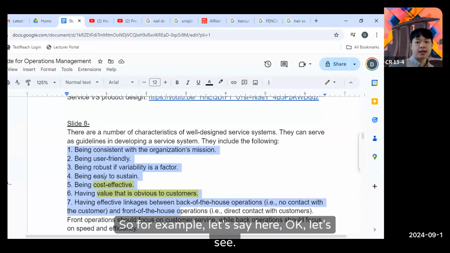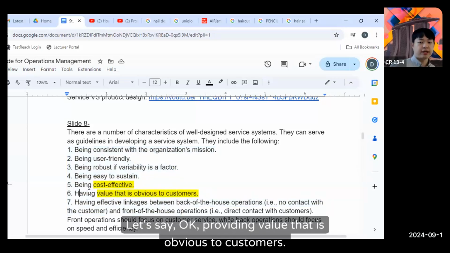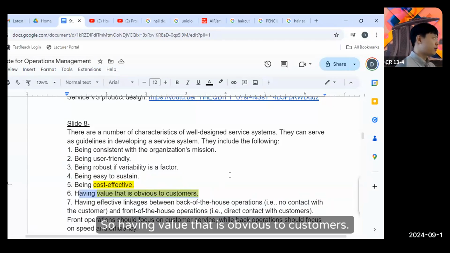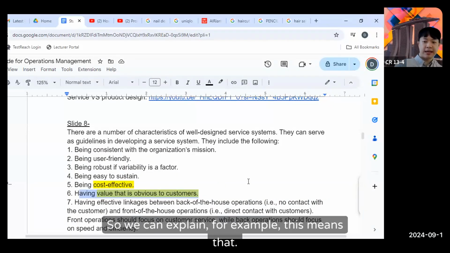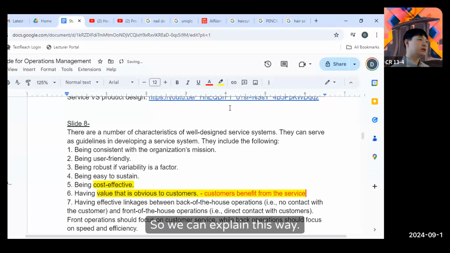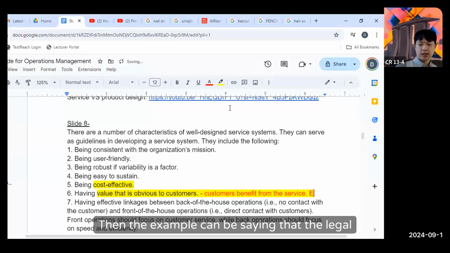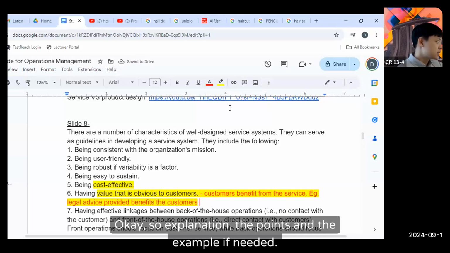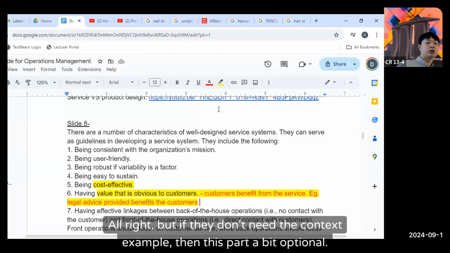So for example, let's say here, providing value that is obvious to customers. You can choose a few, right? You don't need to remember all 7. So, having value that is obvious to customers. We can explain, for example, that this means the customers will benefit from the service. Then the example can be that the legal advice provided benefits the customer. So: the explanation, the points, and the example if needed. If they don't need the context or the example, then this part is a bit optional.